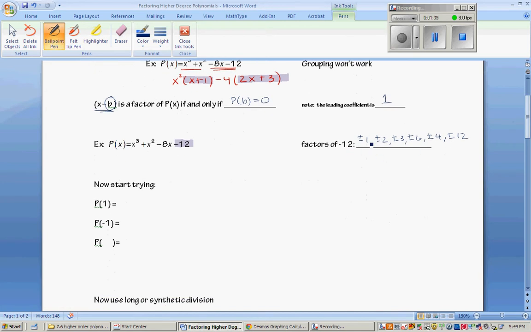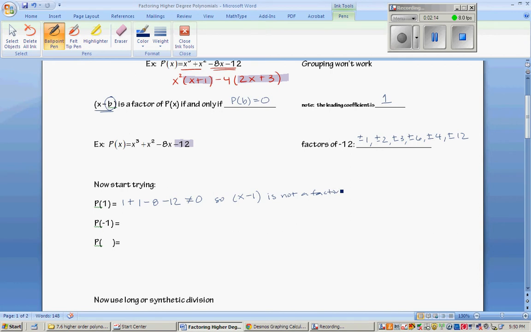What we would now do is we would take these possible roots and we would start trying to see which one worked. So we're going to take this p of 1. We're going to say, what would happen if I plugged 1 into this function? And I would get 1 cubed plus 1 squared minus 8 minus 12. I don't even need to know what this equals, but I do know that it doesn't equal 0. So it's over. So that means x minus 1 is not a factor.